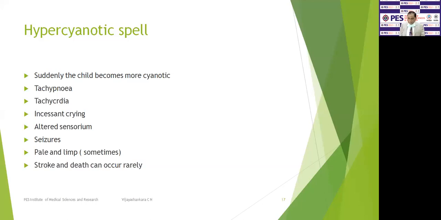So the child may have myocardial ischemic changes. And then there is altered sensorium because the oxygen supply to the central nervous system becomes less and less, and the child may develop seizures, hypoxic seizures. And then sometimes the child, instead of being hypercyanotic, may become pale and limp, in a shock-like state. Very rarely, stroke can occur with a cerebral venous thrombosis, and very rarely, even death can occur because of the hypercyanotic spell.